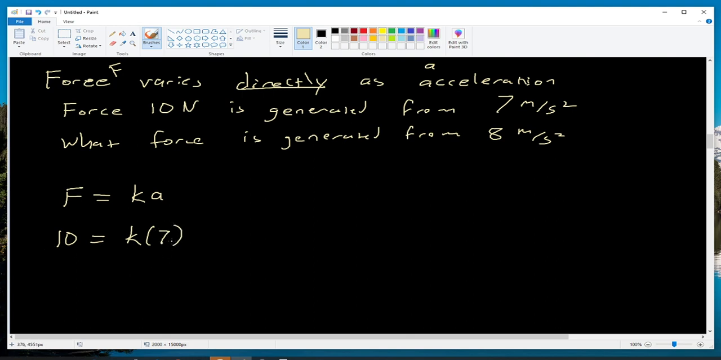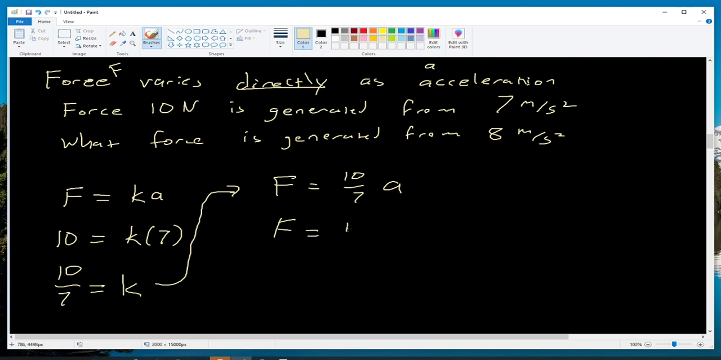So 10 equals K times 7. Divide the 7 across. We get 10 sevenths is our K. Rewriting our equation with the 10 sevenths replacing K, we get force is 10 sevenths times A, the acceleration. Now they want us to know what force is generated from 8 meters per second squared. So we replace A with 8, and our force is 10 times 8 is 80, divided by 7 newtons, and we get 80 sevenths newtons.